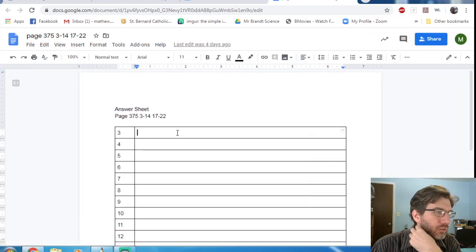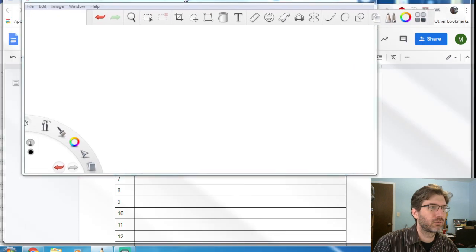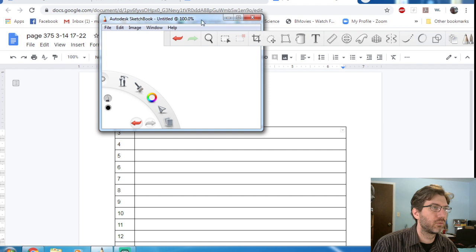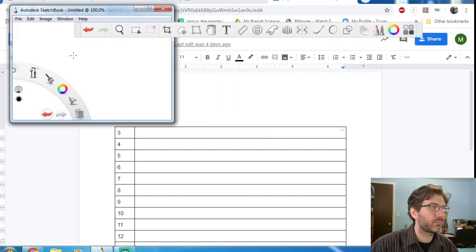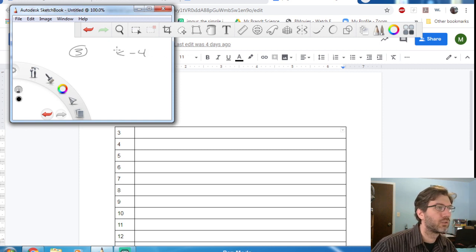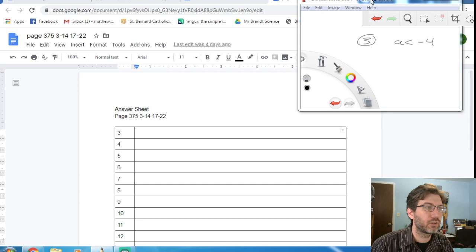So here's your answer sheet. What was number 3? Number 3 was... Three equals, or I'm sorry, it doesn't equal. The answer to 3 is A is greater than negative 4. So that's the answer to number 3. A is greater than negative 4. I'm just going to hold that over here. I'll show you how to type that in.